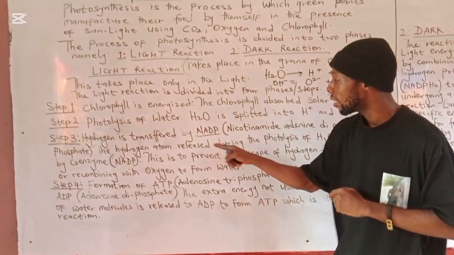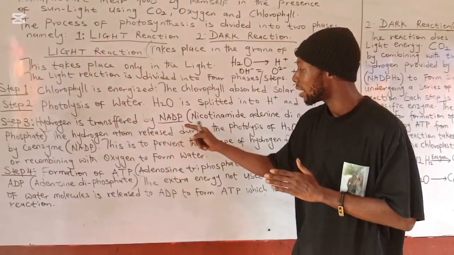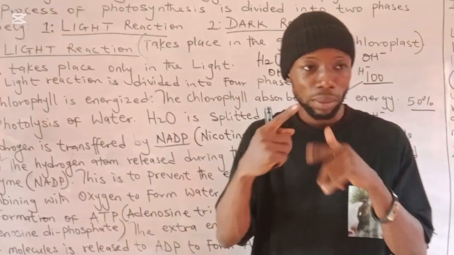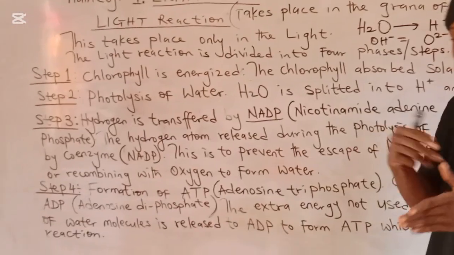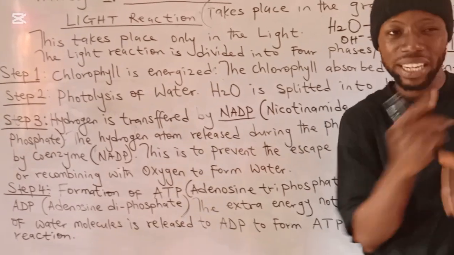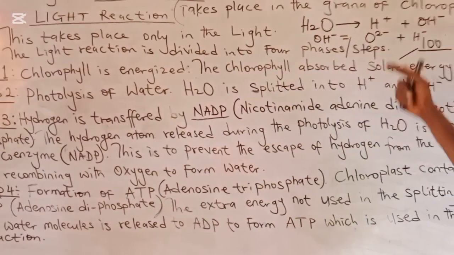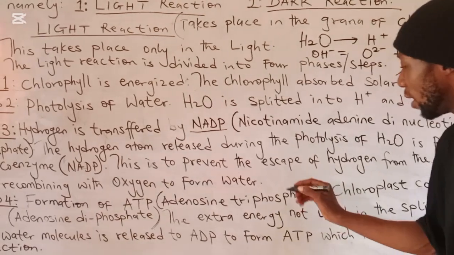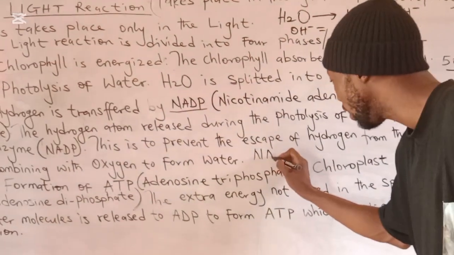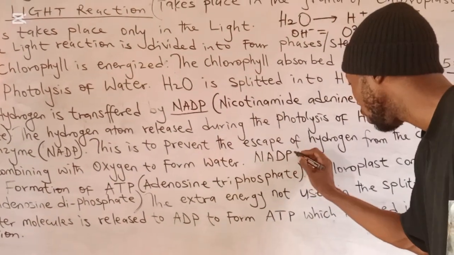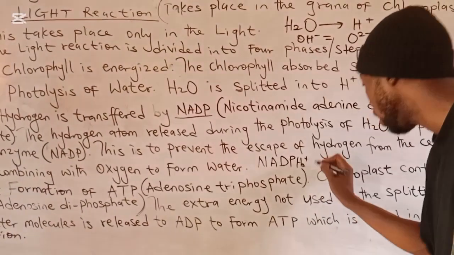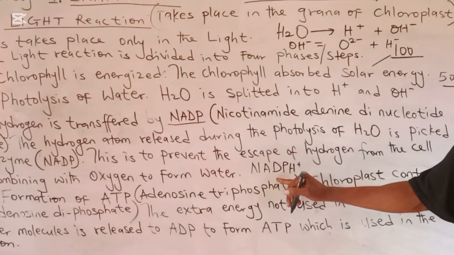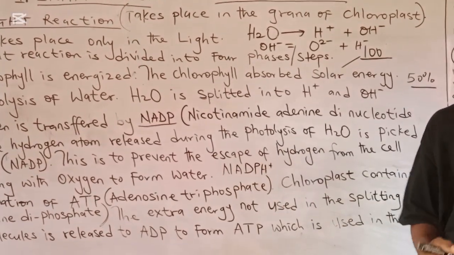There are two reasons why the enzyme is necessary. It binds with hydrogen so that hydrogen will not escape out from the plant as a gas, and so that the hydrogen will not recombine with oxygen to form water. And when the enzyme binds with hydrogen, it is reduced to NADPH, which is nicotinamide adenine dinucleotide phosphate hydrogen.